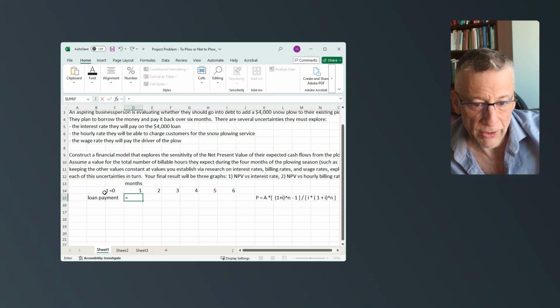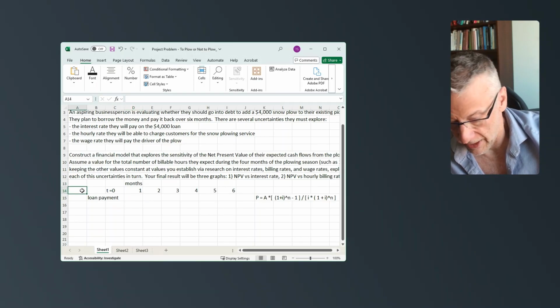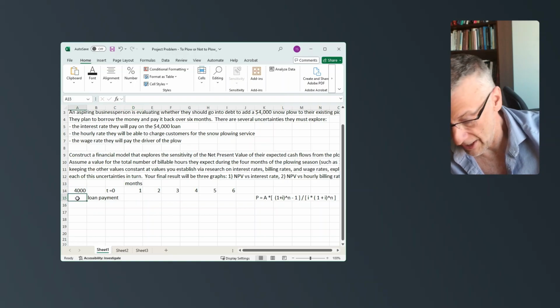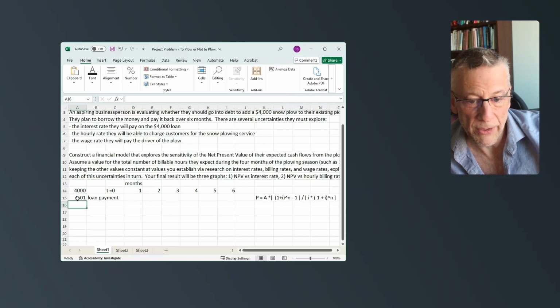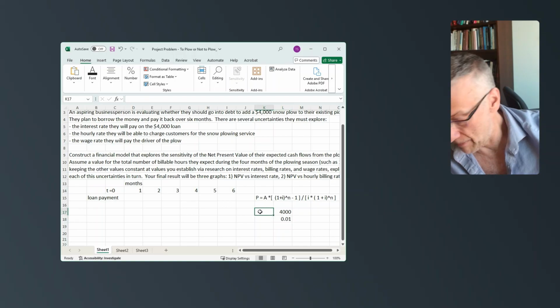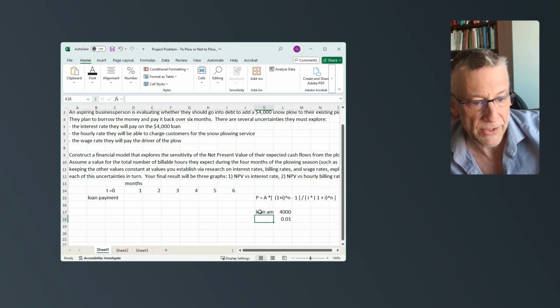Equals the amount of the loan. We're going to need a figure. Let's choose this cell, in which we're going to put in the loan amount of $4,000. The monthly payment, if we make 6 equal payments, is going to be that $4,000. We'll need an interest rate. And remember that the interest rate must be expressed in the same unit of time as the compounding period. So here's the loan amount in dollars.